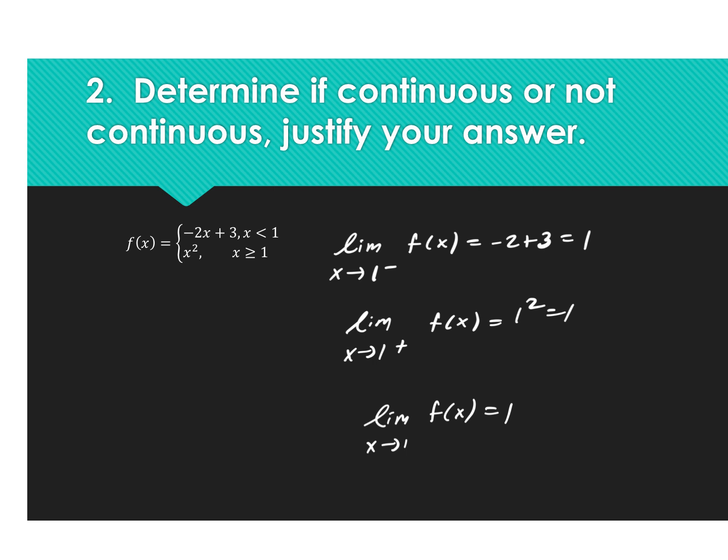What I need to show, because on a graph, that just means this. That's all I just proved. I need to prove that f of 1 is 1. So when I plug in 1, I get 1. So that equals f of 1. It's continuous. Because of that.